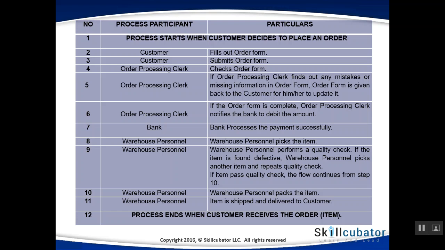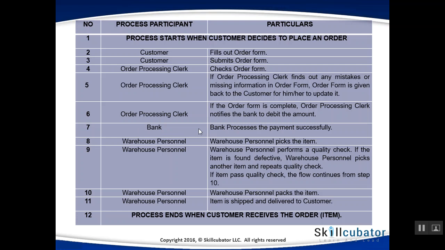Here we have a customer who fills out the form. Then the customer will submit the form. It goes to the order processing clerk, where he or she will check the form. If the form is complete, then we go to step 6. If it's incomplete, it's sent back to the customer for him or her to update the form and resubmit. So there's a loop here. Now, if the form is complete, the order processing clerk will notify the bank to debit the payment.